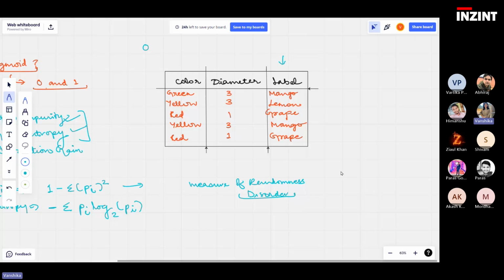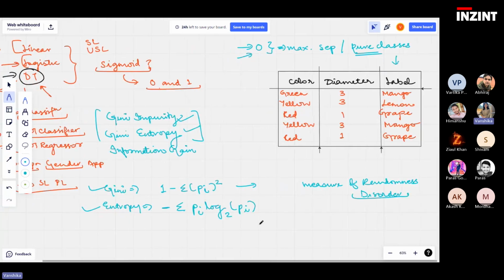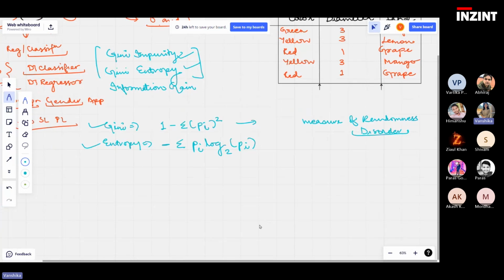Now, what we want to achieve when we split the tree based upon Gini or entropy is that we split the tree till we get entropy or impurity equal to 0. When we achieve this, we conclude that no more splitting can occur, because when the value of Gini or entropy equals 0, we believe that we have achieved maximum separability and have formed pure classes. So these two things are quite important while considering decision trees.